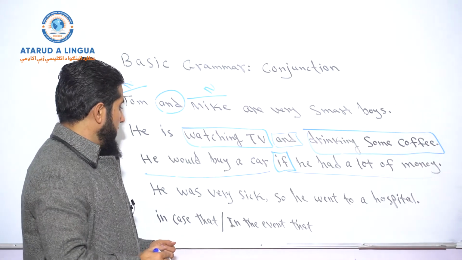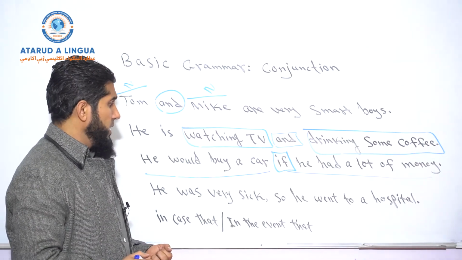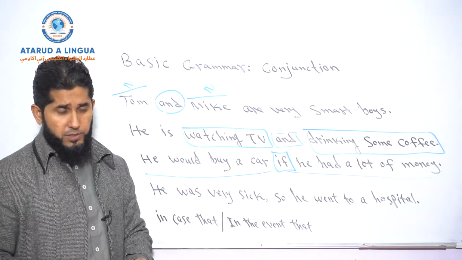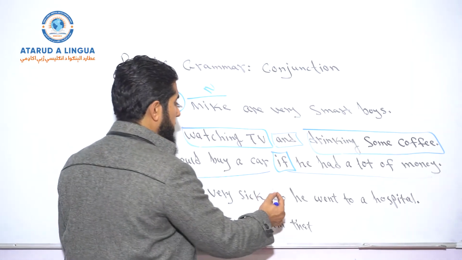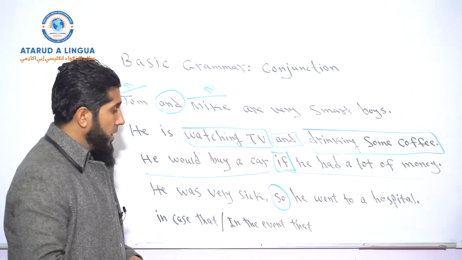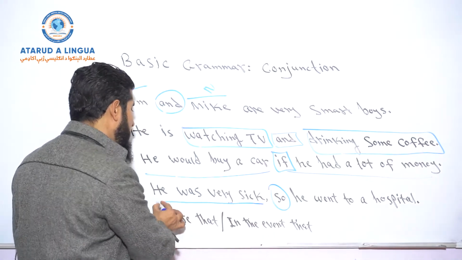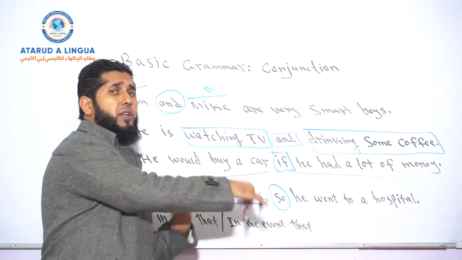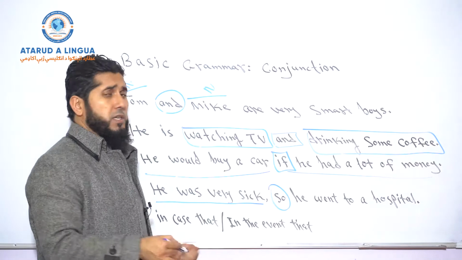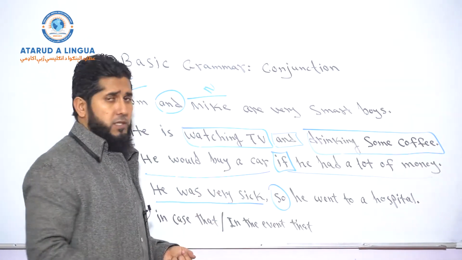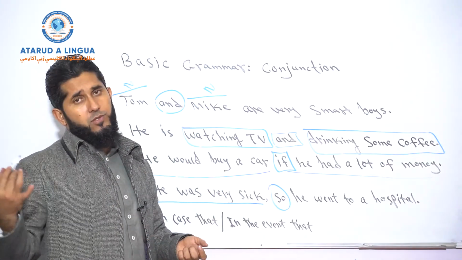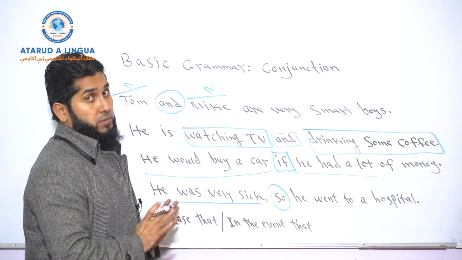And finally, he was very sick, so he went to a hospital. We have the conjunction so over here, and we have a simple sentence before the conjunction. He was very sick. You may just add a sort of time expression. He was sick yesterday. He was very sick yesterday. He was very sick last week, okay? So that is a simple sentence.